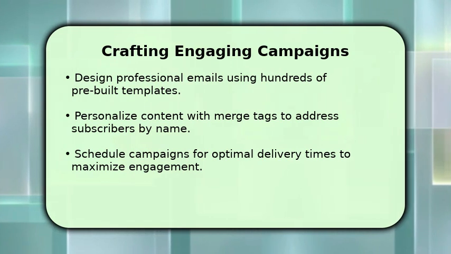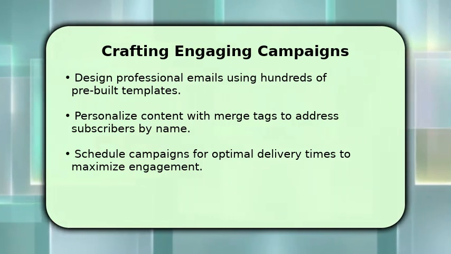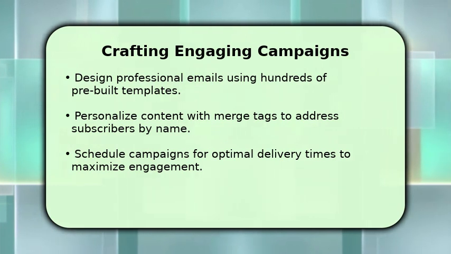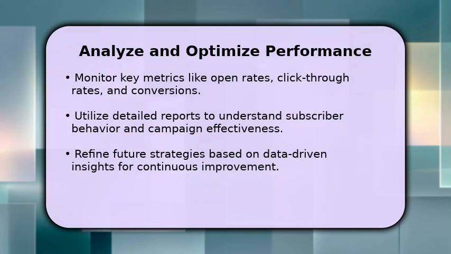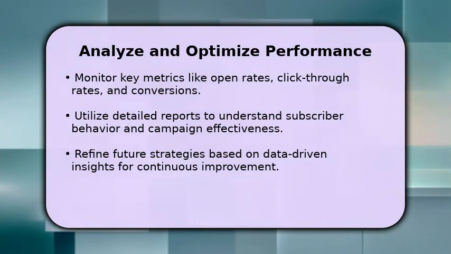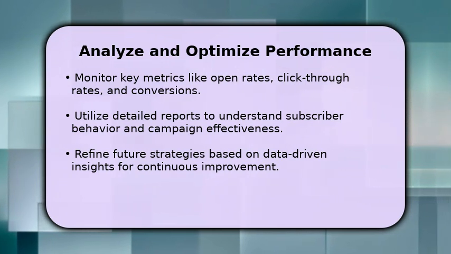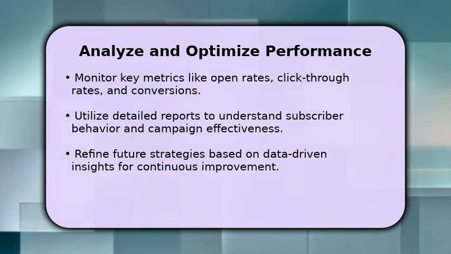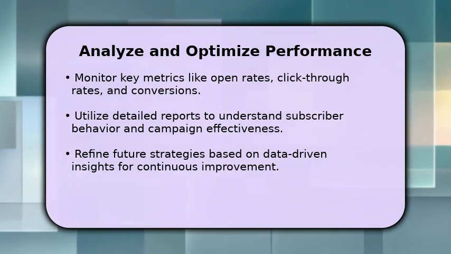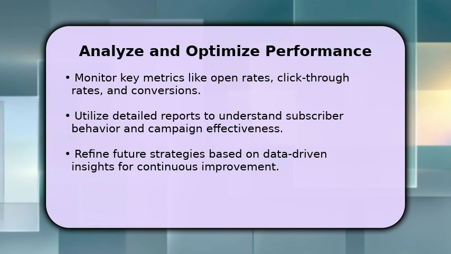Finally, schedule your campaigns to send at optimal times, ensuring your messages reach recipients when they are most likely to open them. After sending your campaigns, it is vital to analyze their performance. Zoho Campaigns provides comprehensive reports showing key metrics such as open rates, click-through rates, and bounce rates. You can track individual subscriber activity, seeing who opened your email and what links they clicked.